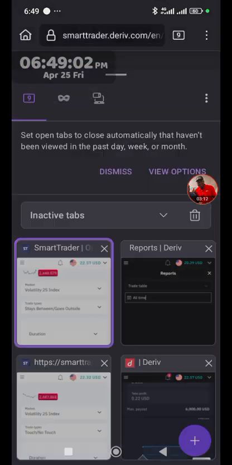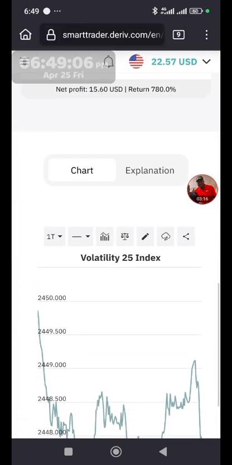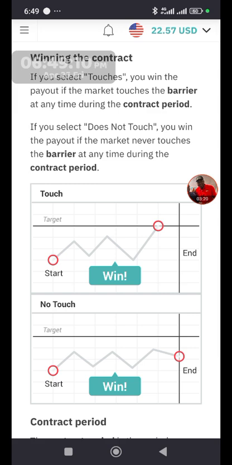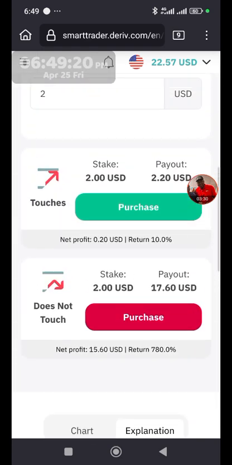While touch is just one directional. We are saying it's going up or it's coming down. Plus for up, minus for down. Don't look at no touch, it's just touch. Touch means if you use a plus barrier, we are saying it's going up. If you use a minus barrier, we are saying it's going down.